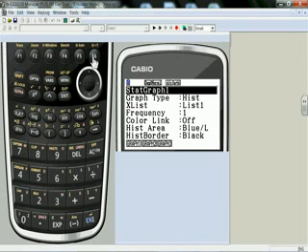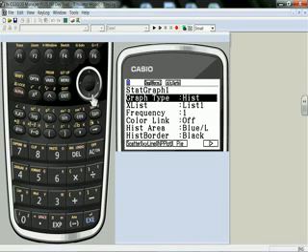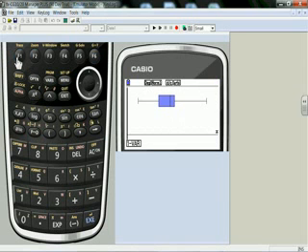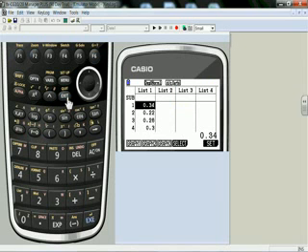One more graph. Notice I have not had to change the window or make any adjustments like that. I'm going to go with the median box plot. Exit out of there. Graph it again. Got one long tail here. Nothing major, no major flaws, no major problems.